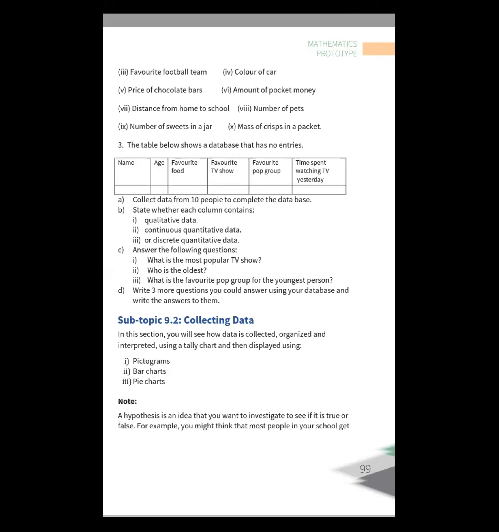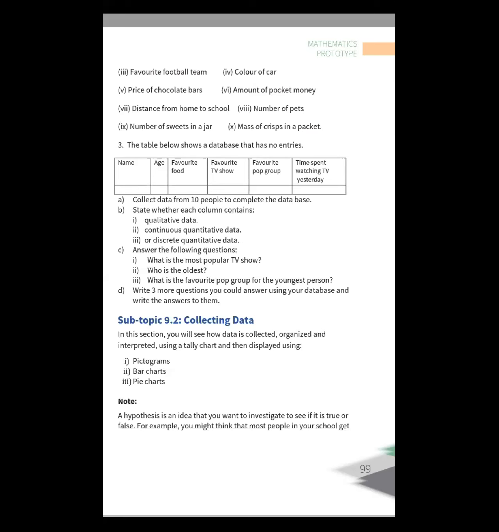And then part B states whether each column contains qualitative data. According to me, the columns that contain qualitative data are the column for the best dish, the favorite TV show, and then the favorite music. And then the continuous quantitative data, I think that's the column for age. And then the discrete quantitative data, I think that's the time spent watching TV. And then C, answer the following questions. What is the most popular TV show?